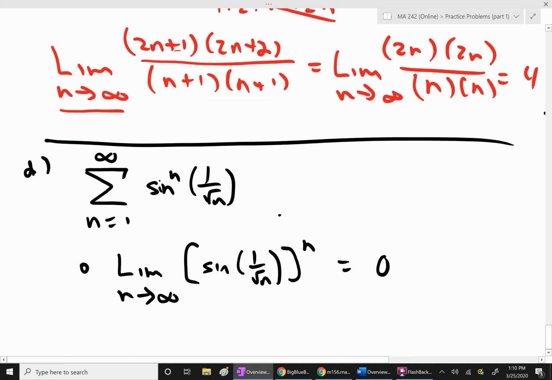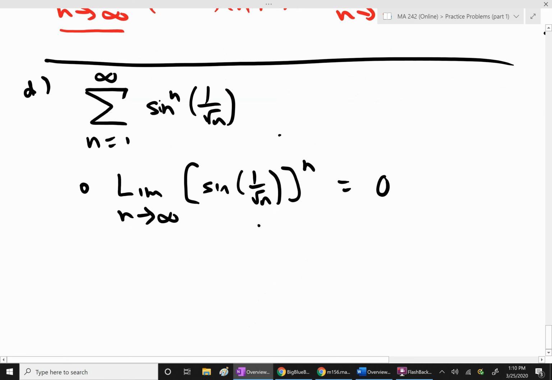How do I know that? Well, as n goes to infinity, this goes to 0. Sine of 0 is going to 0. 0 raised to infinity. And technically, you're absolutely right, I should use L'Hopital's. I know someone's going to say it, but this does converge to 0. So if you want to test that, you can use L'Hopital's rule, but this is going to converge to 0. All right, so here's a little hack.